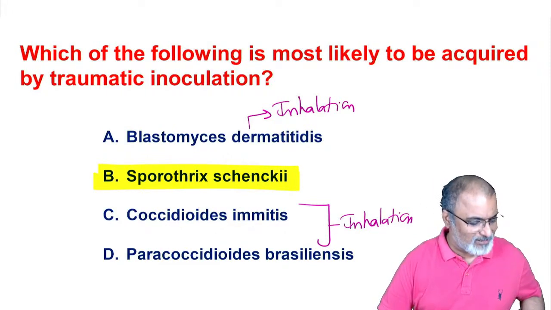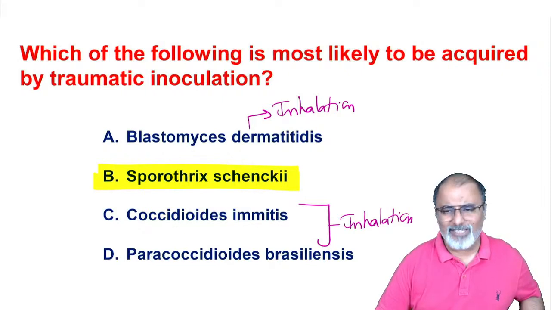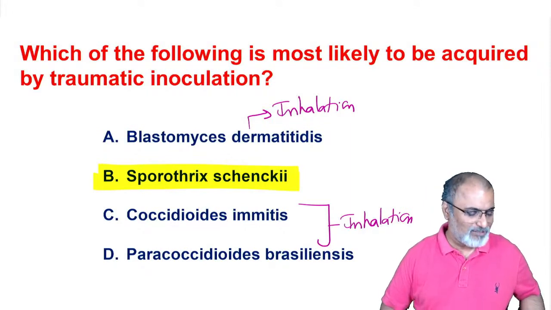Okay, cigar shape yeast. Yes, Swaraj, you need to remember all other points. Floret shape, asteroid bodies, many things you should remember.